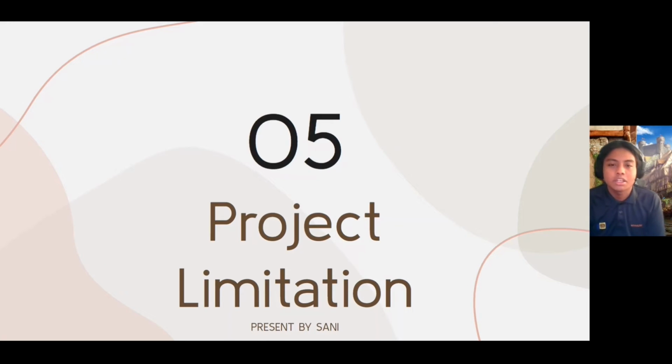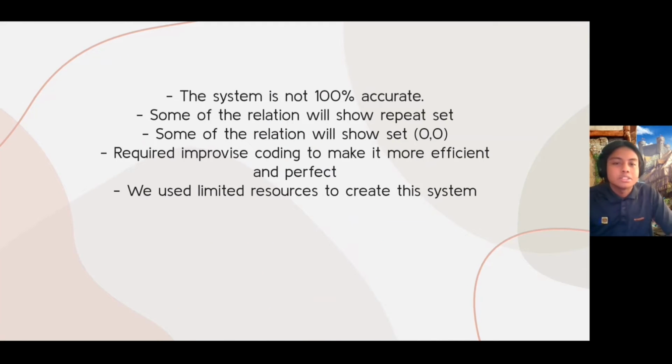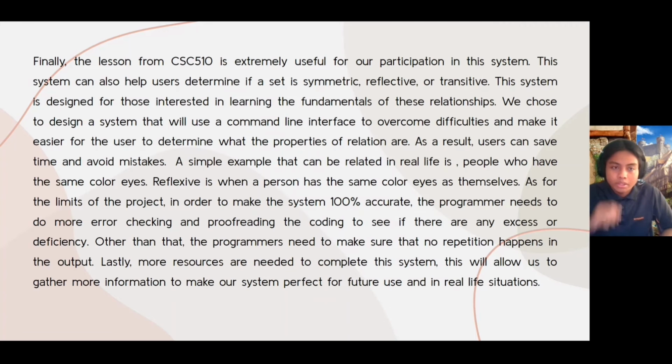Thank you. Hi, my name is Muhammad Sani, and we shall proceed to the project limitations. Number 1 is that the system is not 100% accurate. Number 2 is that some of the relations will show repeated sets and some will show a set of 0, 0. So the system requires improved coding to make it more efficient and perfect. Lastly, we used limited resources to create the system. So we proceed to the conclusion.